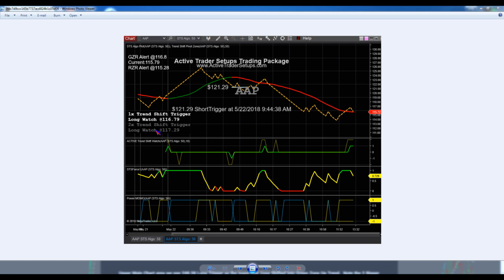As this was here, it was saying, hey, $1 away, we're going to trigger to turn this green on a long watch. As it pulled back, this is a 50-cent pullback. It then recalculated that even though we're 50 cents lower, now we only have to go 50 cents higher. Our long watch recalculated, the green box showed up, and we're at 116.79 now for the long trend.